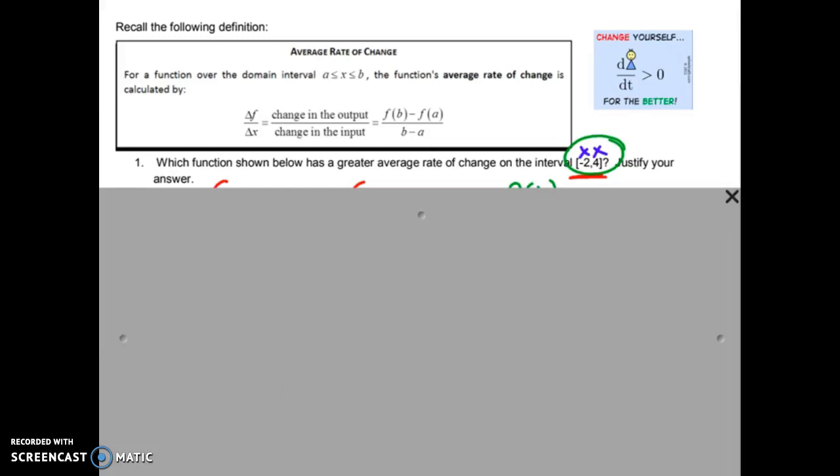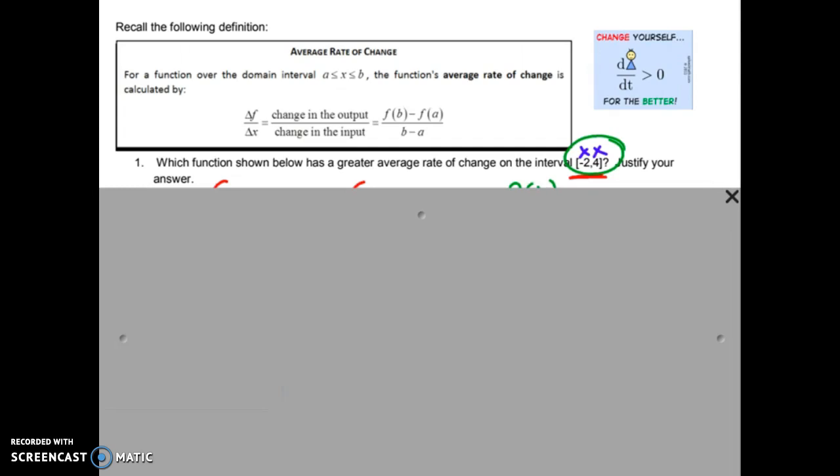Okay, so today we're going to review two things. First, how to calculate average rate of change. Second, how to use your graphing calculator to solve a system of equations. So what I'd like you to do is try number one as a do now.